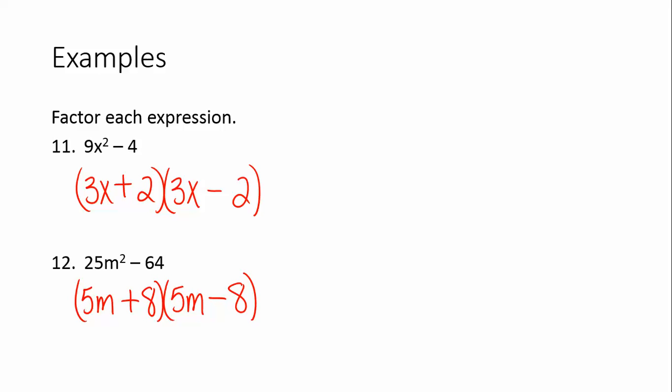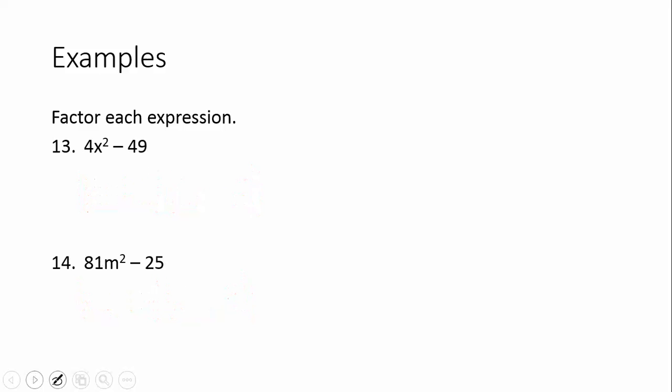These are difference of squares. Difference because there's a subtraction sign. We are subtracting 2 perfect squares, so difference of squares.